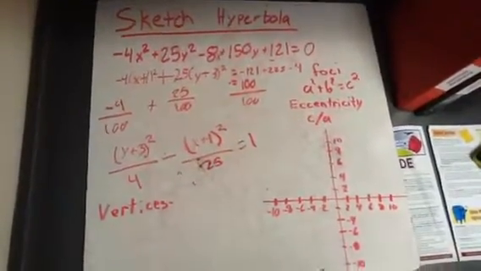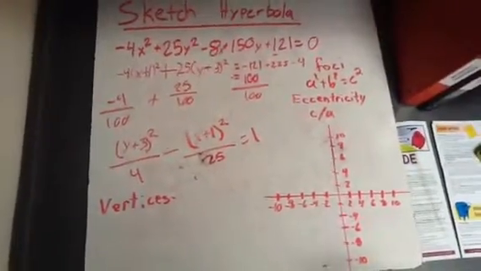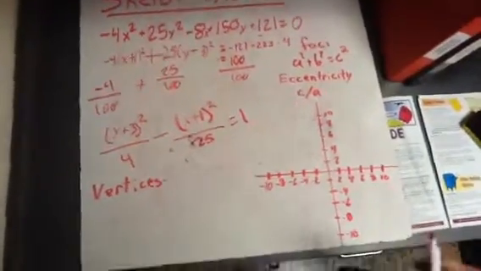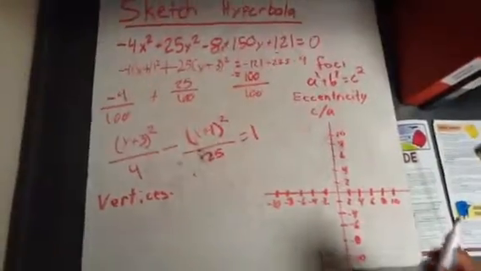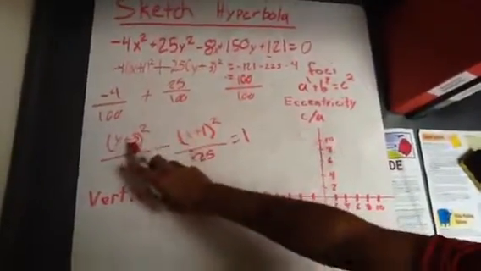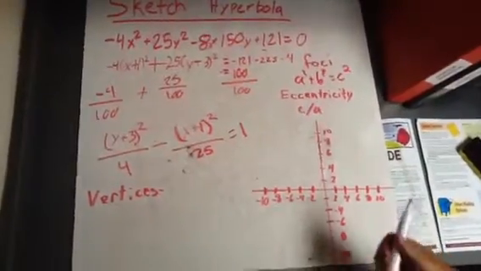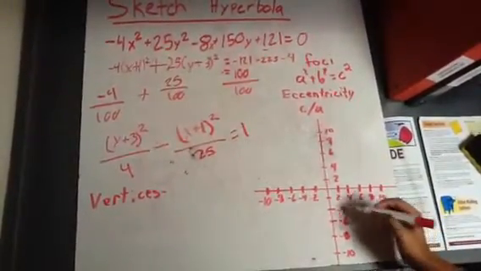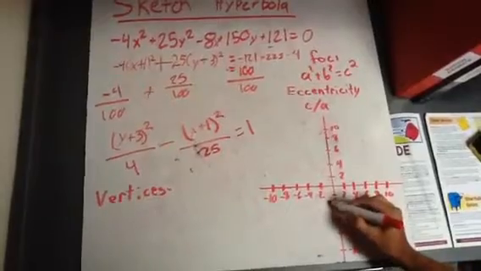To find our center for this equation, all we would have to do is take the opposite of what's given here and here, and we can get negative 1, negative 3, which is around right there.